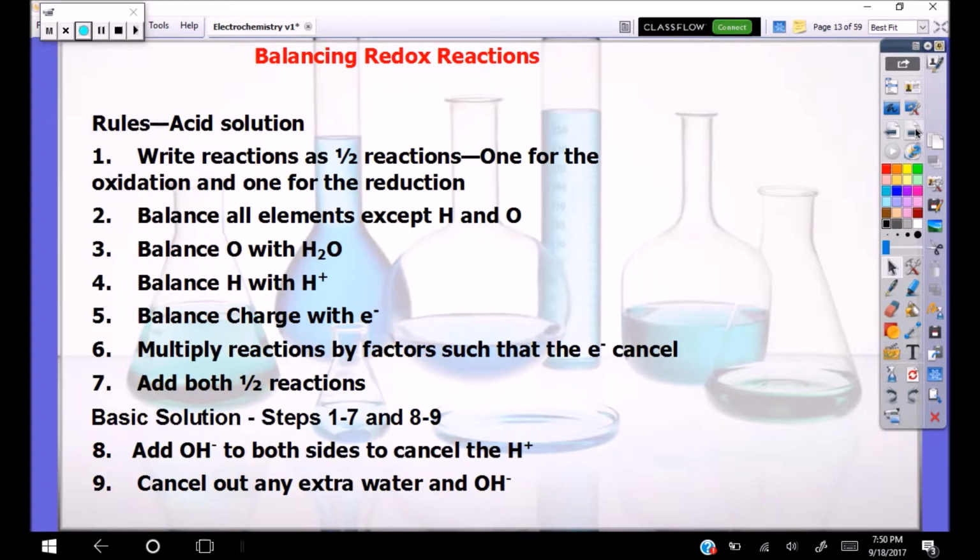Then, after that, we'll multiply the reactions such that they'll be able to cancel out the electrons. And then we add our half reactions. When we add our half reactions, make sure to cancel out any waters and H+'s that may be able to cancel. If it's basic, it's the same steps 1 through 7, but then we use hydroxide to cancel out our H's. That's step 8. And then whenever we add OH- to H+, we can get more water. So as a result of having more water, we may have to cancel out that extra water.